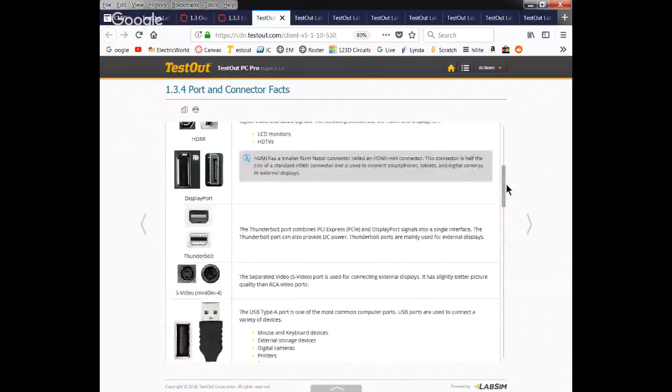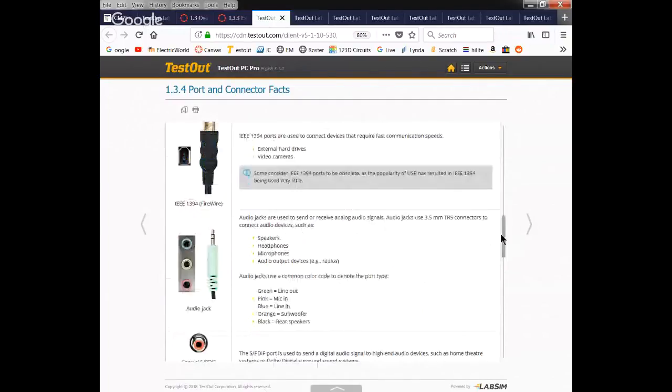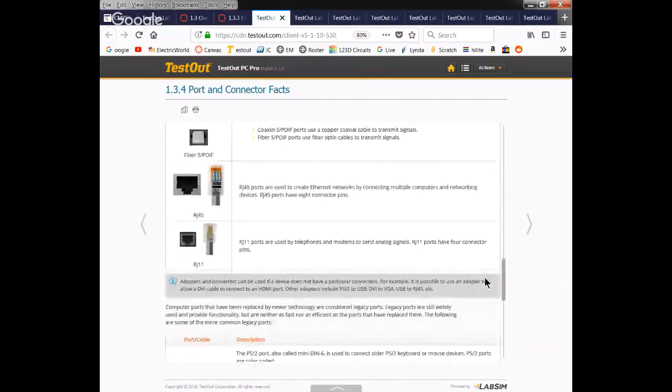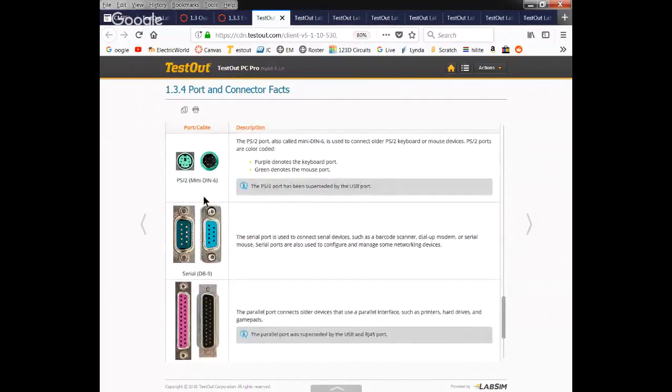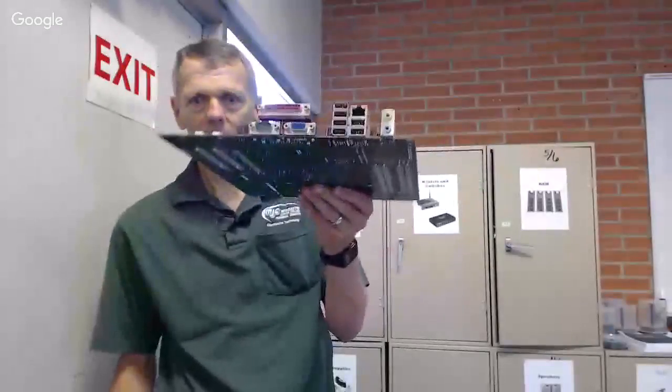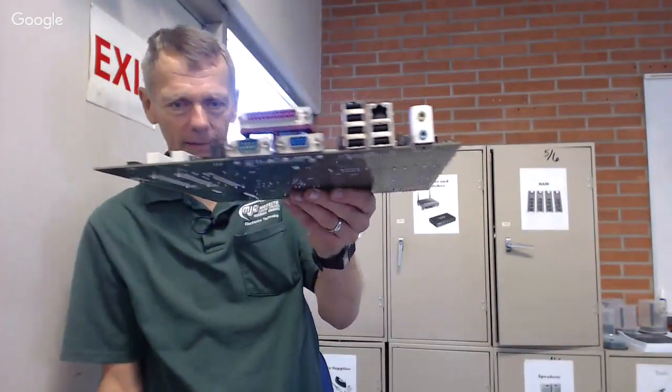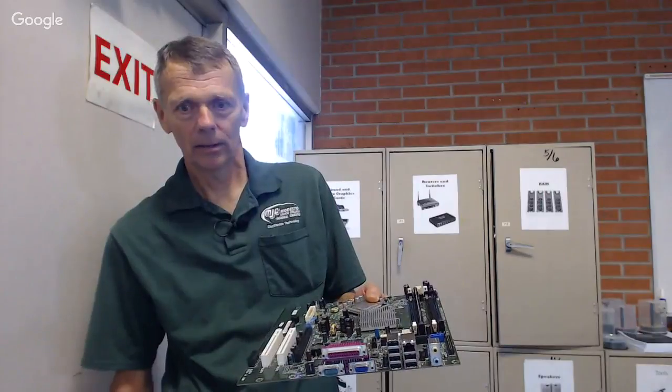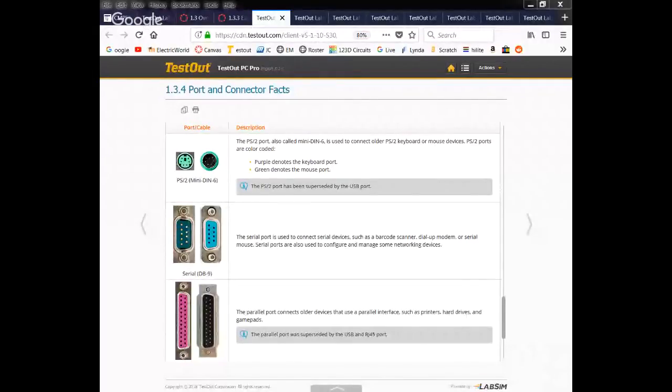One of the connectors that she mentioned is the PS2. What's that? PS2, that's an old connector you find on old motherboards. Even this motherboard, which is not particularly new, really, even this one doesn't have a PS2 on it, because PS2 has been replaced by USB. And then the serial port, it's been replaced by USB.